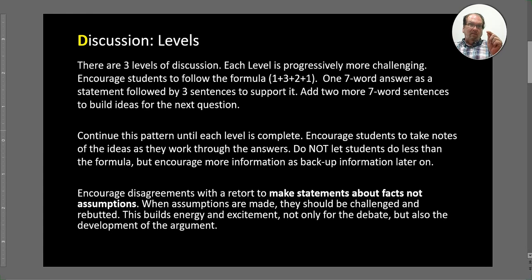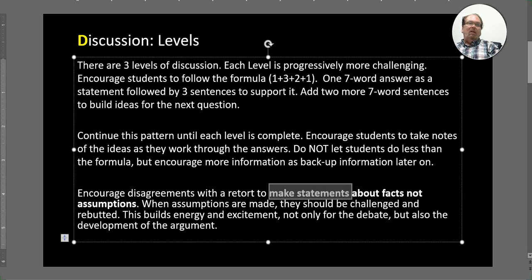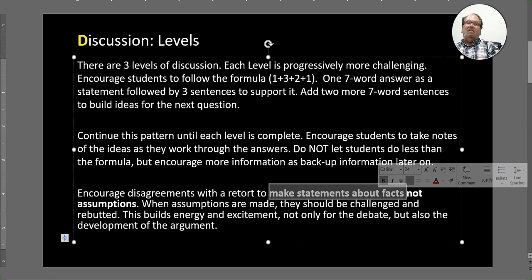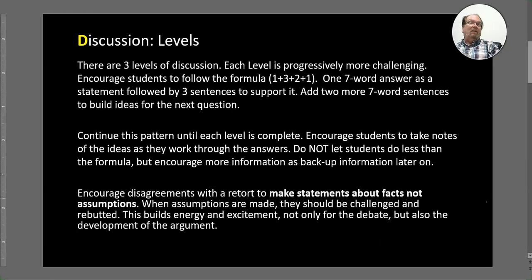Not because you're a bad person, but rather you are just disagreeing and you want to make your statement, I am right. I disagree with you. What do you have to support for your disagreement? So that's what we want to do. Encourage students to make statements about facts, not assumptions. It's easy to assume. And assume means, well, I think. I think and I assume, and you make assumptions which are not true. But then you have to defend your truth.